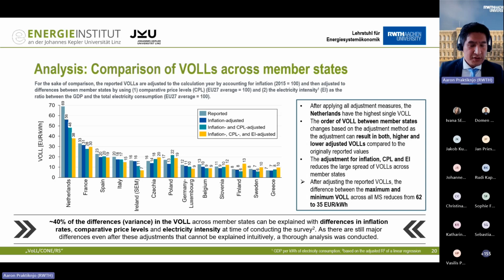So we tried inflation adjustment because some of these numbers were calculated at different times. So we use inflation adjustment to rectify this, and then also we have purchasing power or different price levels between the countries, and also different energy intensities. So some countries may have a stronger share of heavy industry, and some countries may have a stronger share of the service sector. If we account for these differences, then yes, we can reduce the differences significantly from a factor of 7 to a factor of 4. So we can explain actually 40% of the differences in the value of lost load due to structural differences. However, 60% of these differences we cannot explain, so this is why we made a more thorough study.